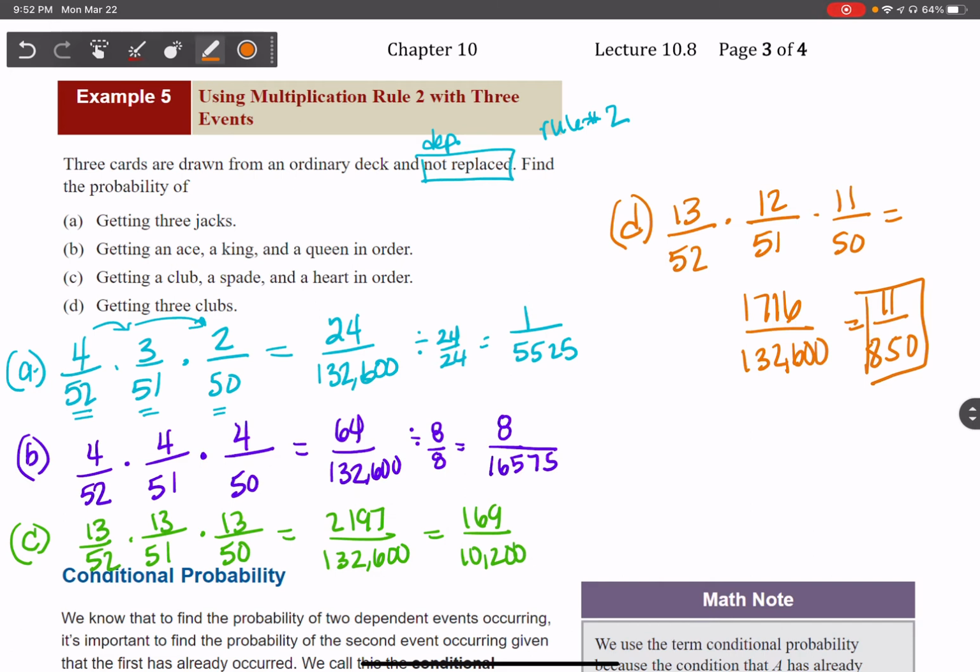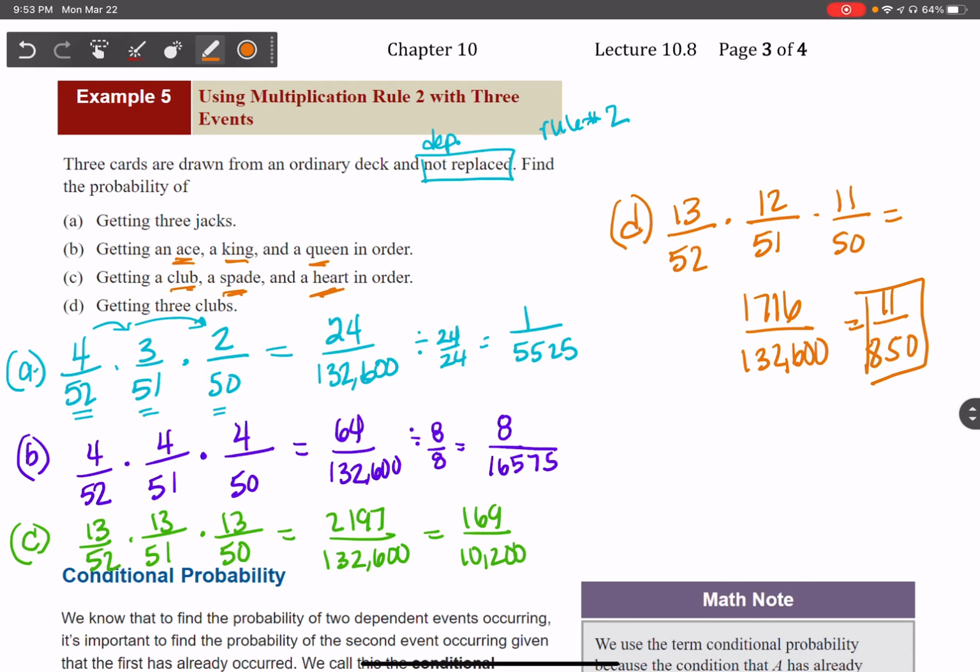Okay, so depending on what it is, because these were all the same suits, like in D, it's the 3 clubs. Well, once you pull one, then you only have 12 clubs left. When you pull another one, you only have 11 clubs left. Each time you pull a card, period, you're losing a card. So 52, 51, 50. B did not change and C did not change in the numerator because we were looking at 3 different types of cards.